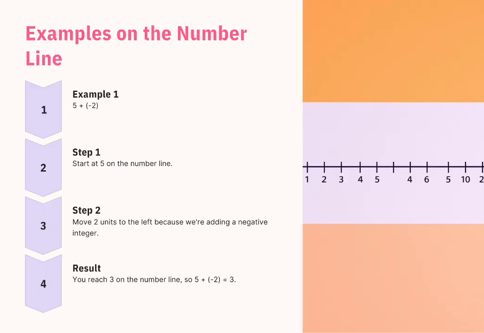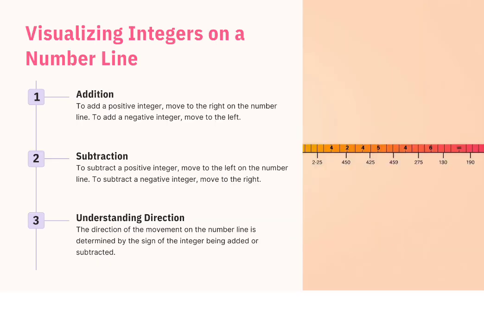The next material: examples on the number line. Example 1, 5 plus -2. Step 1, start at 5 on the number line. Step 2, move 2 units to the left because we're adding a negative integer. Result, you reach 3 on the number line. So, 5 plus -2 equals 3.